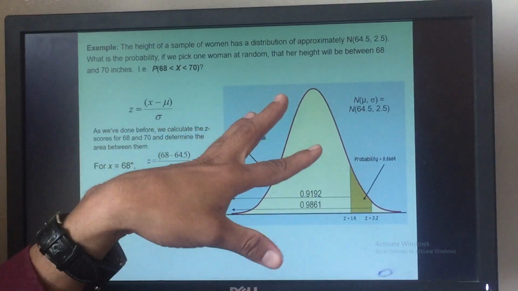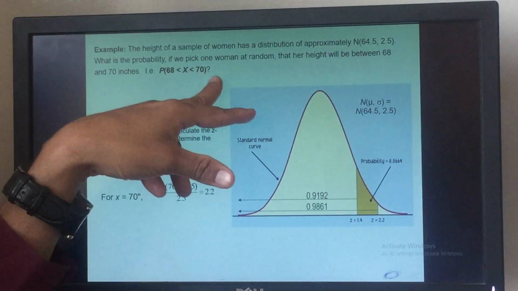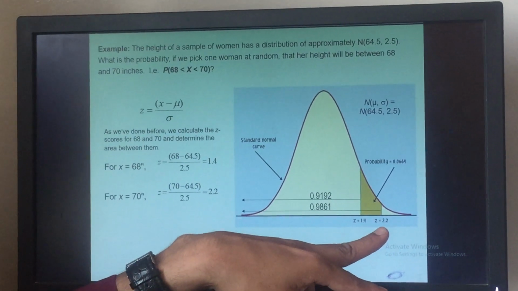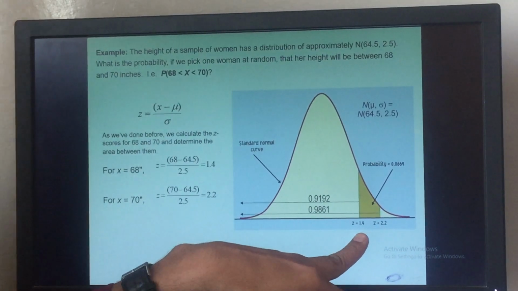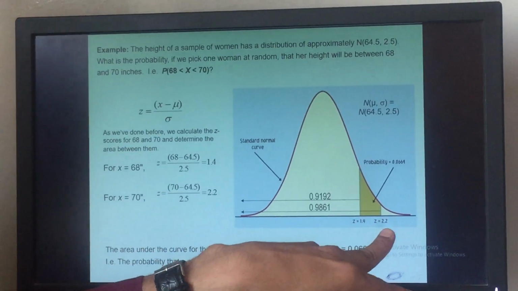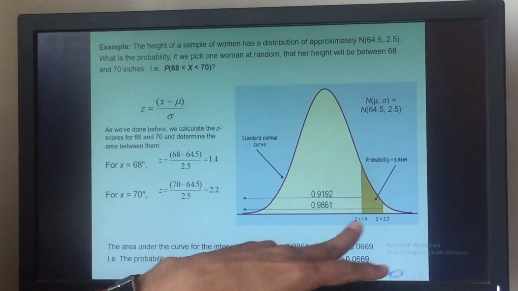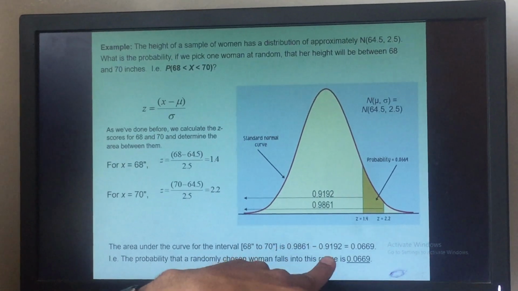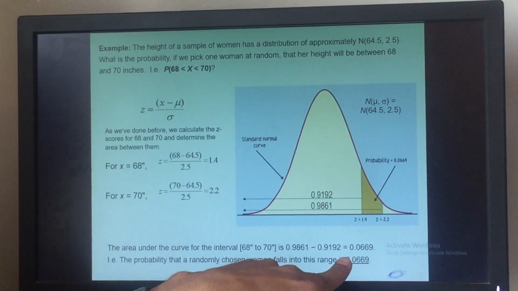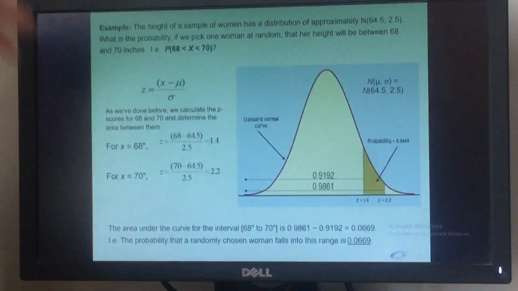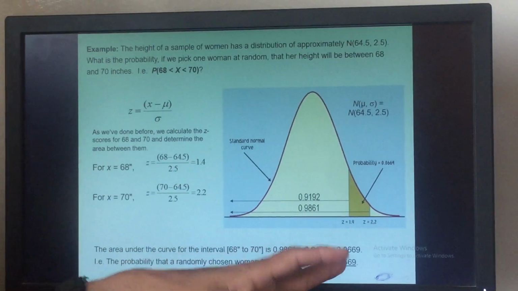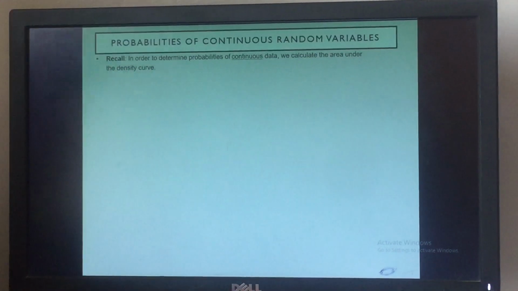So we calculate the probability between them: probability of z at 2.2 minus probability of z at 1.4. The probability for z equal to 2.2 is 0.9861, minus the probability for z equal to 1.4, which is 0.9192, and we get 0.0669. This is the probability. What we have done is find the area under the curve for this interval, this region.